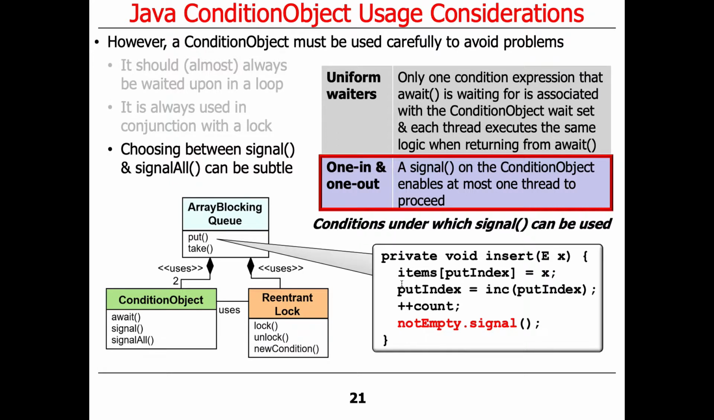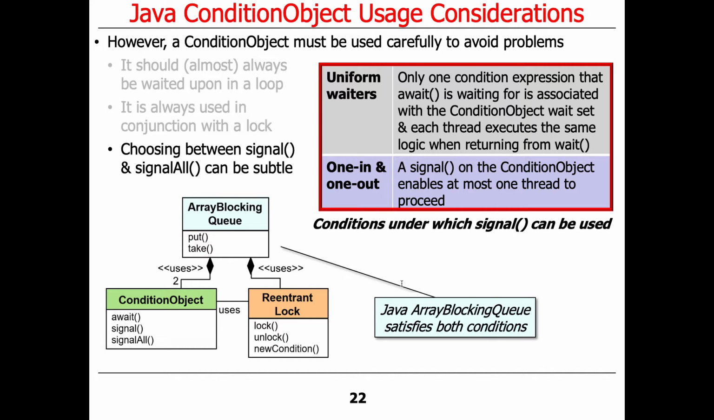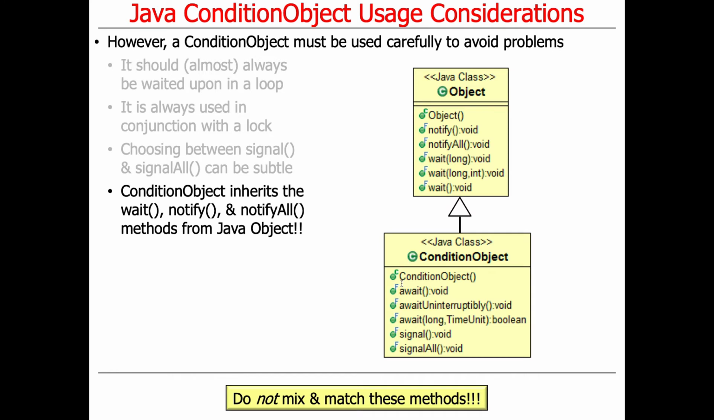The other condition is one in and one out. We just want one thing to proceed. That's shown here: when we have put something into the queue, so the queue is no longer empty, we signal one thread, if there is one, to wake up to try to see if it can get anything out of the queue. So that's one in, one out. If both of these conditions hold, then you can use signal. If both these conditions do not hold, then you're probably going to need to use signal all.